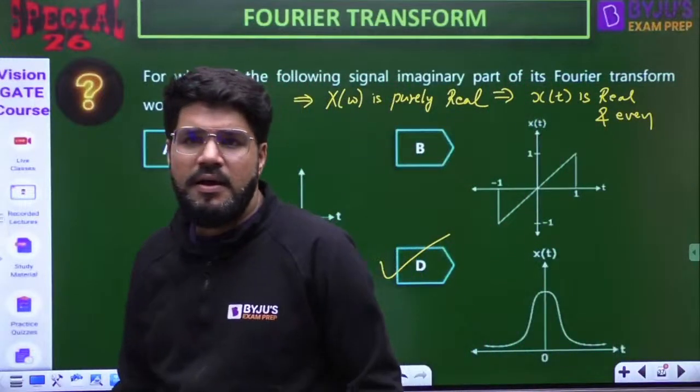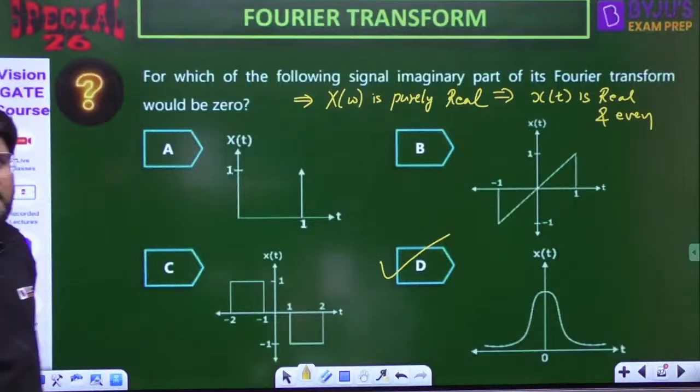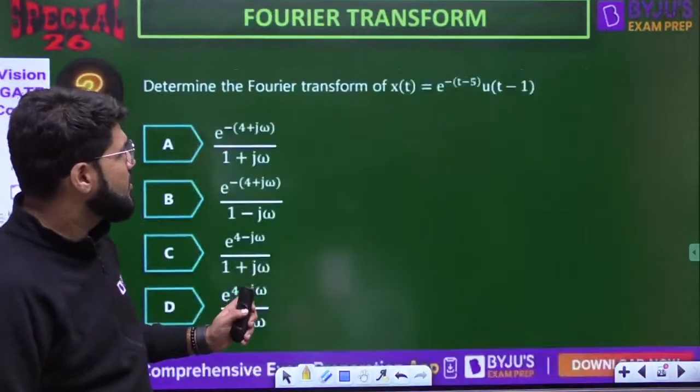Gate, Nani, Meghna, Ankit Kumar. Yeah, that is the correct answer, option D. Yes, Akansha, correct answer. Next question, dear.